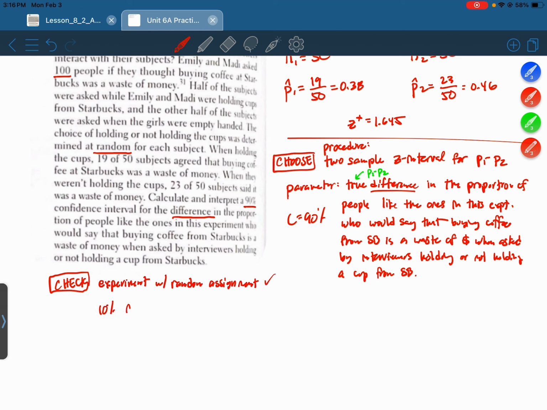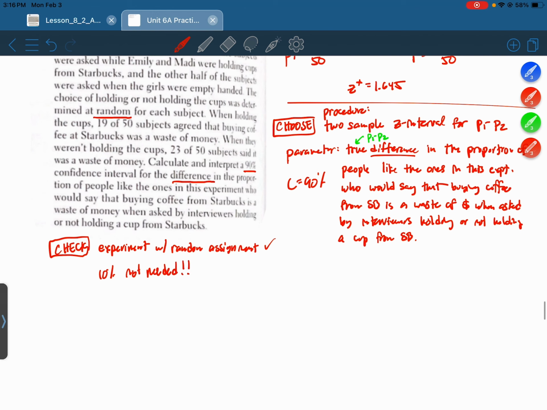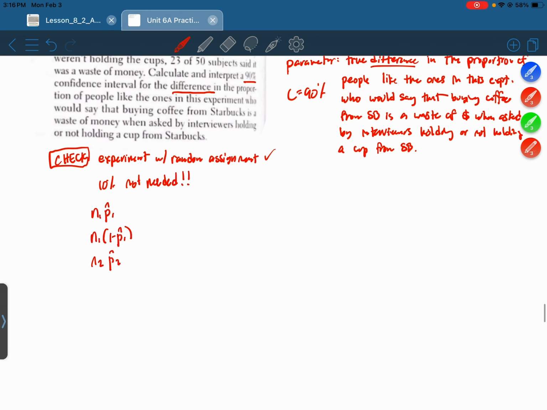The 10% condition is not needed, right? You only have to check it when you're sampling without replacement. And since this study doesn't involve any sampling at all, it's an experiment, you don't have to check the 10% condition. All right, the large counts condition. Okay, so we have to check n1 p hat 1, n1 (1 minus p hat 1), n2 p hat 2, and n2 (1 minus p hat 2), right? We have to make sure all of those are at least 10.